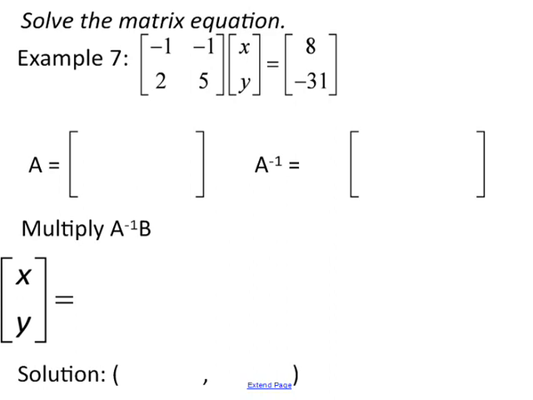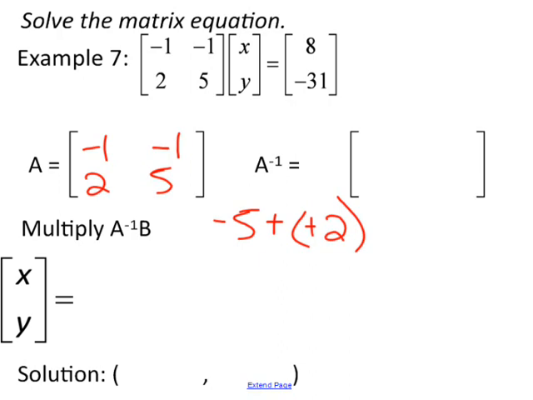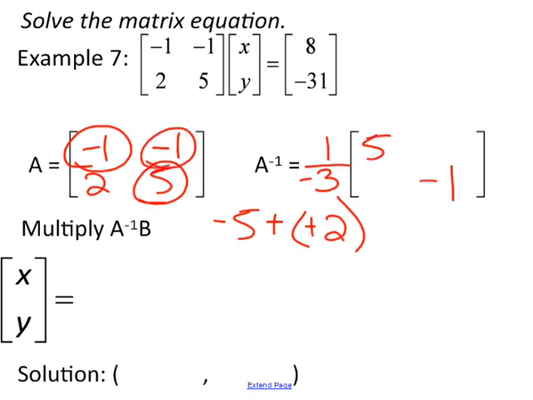Let's do another example. We need the coefficient matrix, -1, -1, 2, 5. We need the inverse, so -1 times 5. We're going to subtract 2 times -1. Subtracting a negative is the same as adding a positive. We get -3, and the 1 has to go on top. This 1 and this 5 have to change places. This -1 and this 2 have to change signs.